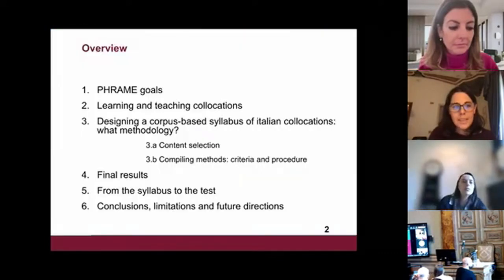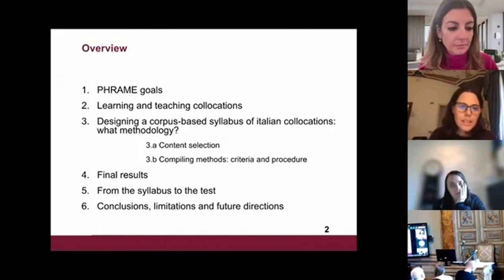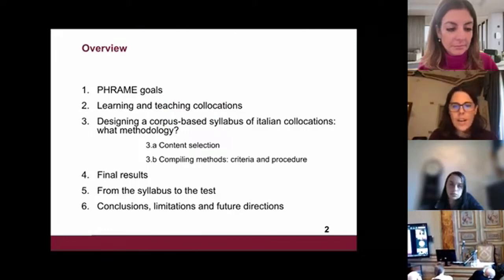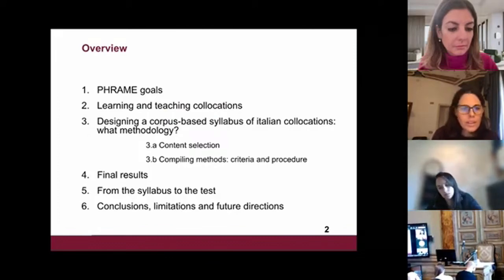Well, please allow me to summarize the contents of today's report. This is a quick overview of our presentation, and we will start from the PHRAME project goals. As foreseen in work package 6 of the PHRAME project, we would first deal with learning and teaching collocations, designing a corpus-based syllabus of Italian verb-noun collocations, and defining what method we used to select them. In the second part of the presentation, we will show final results, the path that led from the syllabus to the creation of the test, conclusions, limits, and future directions.